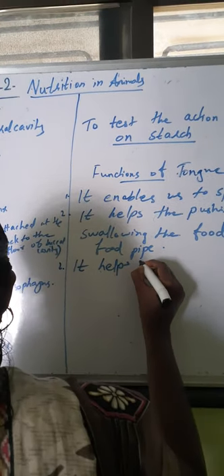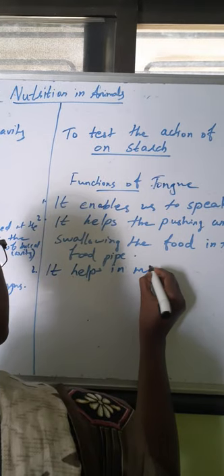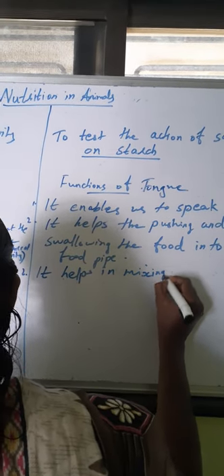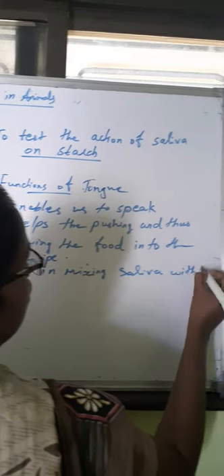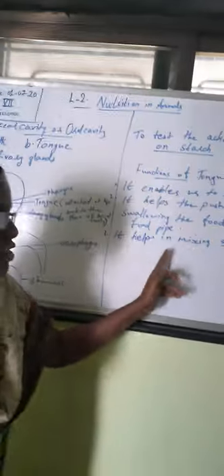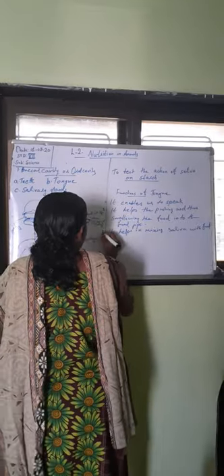So the third function is that it helps in mixing saliva with food. When the saliva is mixed, the tongue helps in pushing and swallowing the food into the food pipe. Understand? Okay.